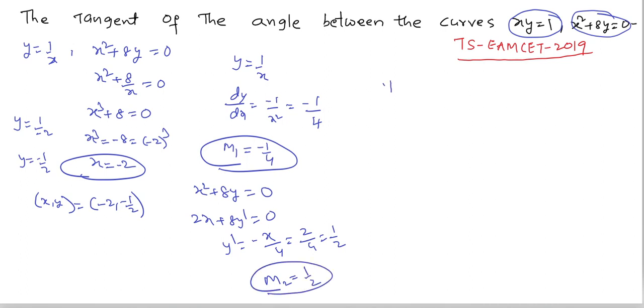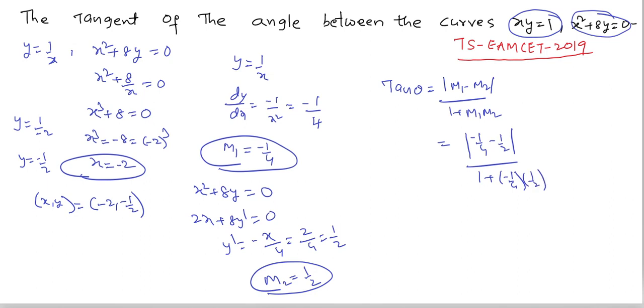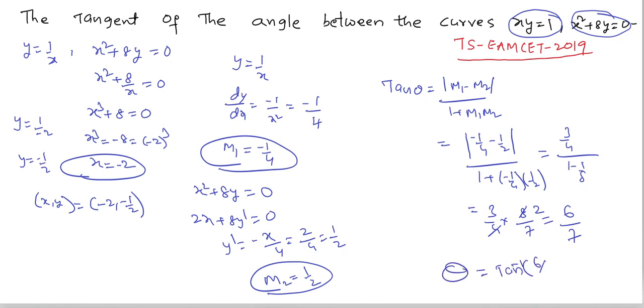Now the tangent of the angle: we know that tan θ = |(m1 - m2)/(1 + m1·m2)|. With m1 = -1/4 and m2 = 1/2, that is (-1/4 - 1/2)/(1 + (-1/4)(1/2)), which is (3/4)/(1 - 1/8). That is 3/4 × 8/7, the 4 and 2 cancel, giving 6/7. Therefore θ = tan⁻¹(6/7).